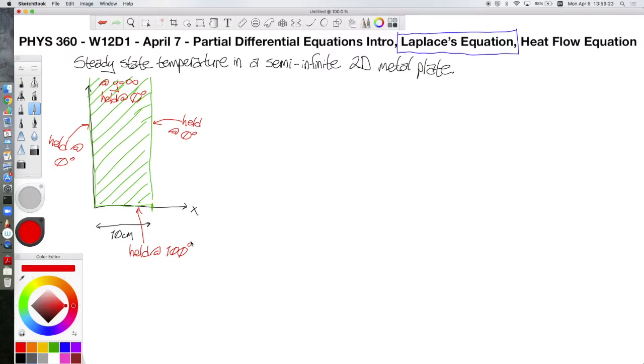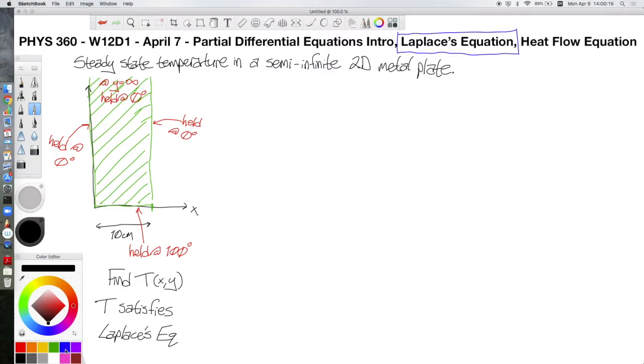And the question that Laplace's equation is going to answer for us is, what is the temperature of any given location within this plate after the system has reached its equilibrium state? That is what we mean by the steady state temperature. We're not looking at how this temperature changes over time, we're just looking at the equilibrium state. So our goal is going to be to find the following function. Find T as a function of x and y, the temperature of the plate. This function must satisfy Laplace's equation.